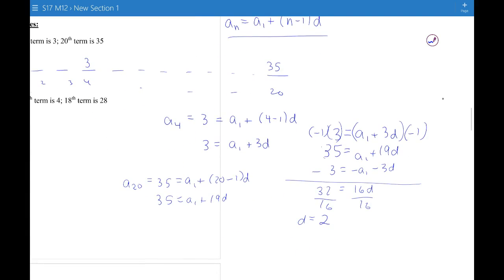So now I know that my formula looks like a sub n equals a sub 1 plus n minus 1 times 2. Now I just need the a sub 1. Well, I have a formula right here that says if I know d, I can find a sub 1. So 3 equals a sub 1 plus 3 times d. So it looks like a sub 1 equals -3. So my formula is -3 plus n minus 1 times 2.